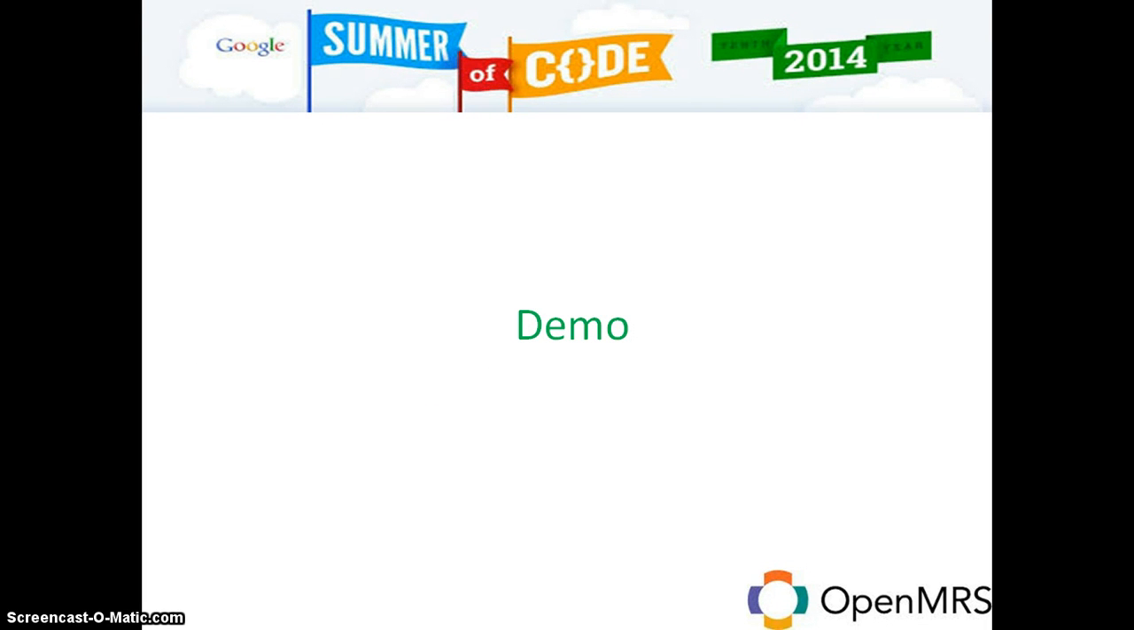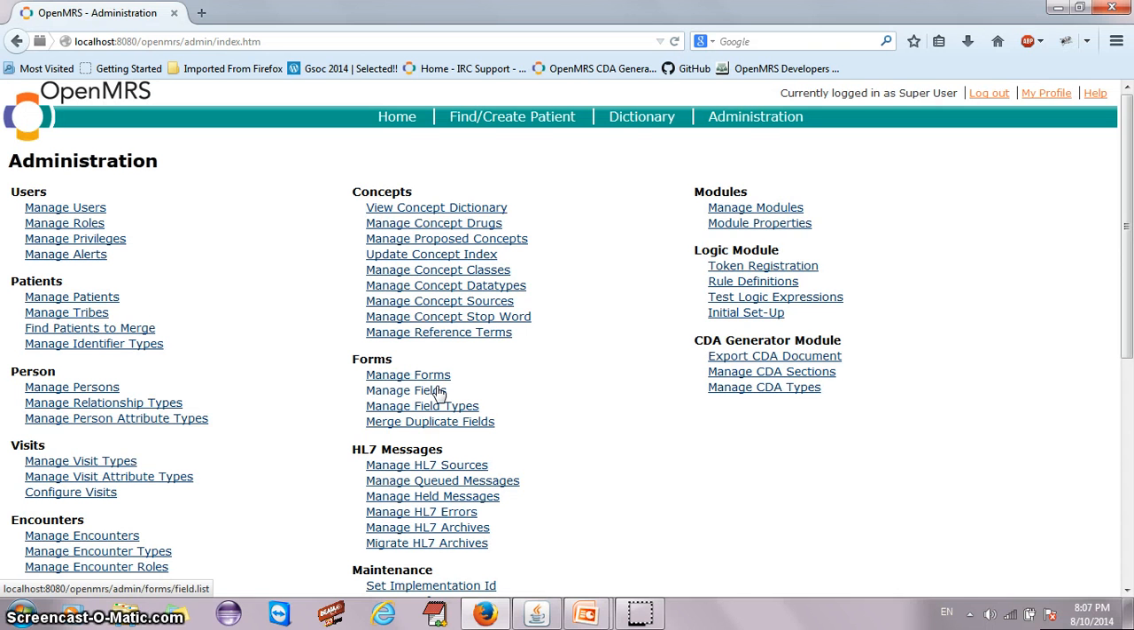Let us have a look at a demonstration of this module. I have already loaded our module on the administration tab, and you can see that it creates 3 links for us: export CDA document, manage CDA sections, manage CDA type. The export CDA document link allows us to produce a CDA document and output it to the user. It is the major functionality of our project.